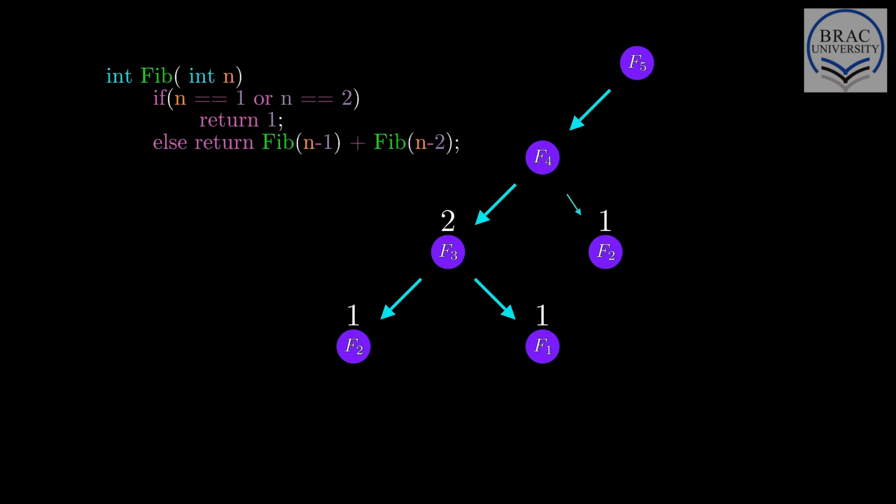Since f2 is a base case, f2 will return 1, and f4 will add these values and create 3, and it will return this value to f5. This is how the values of Fibonacci numbers are actually calculated. If I play the rest of the animation, notice that the same thing happens again and again, and finally f5 gets calculated.